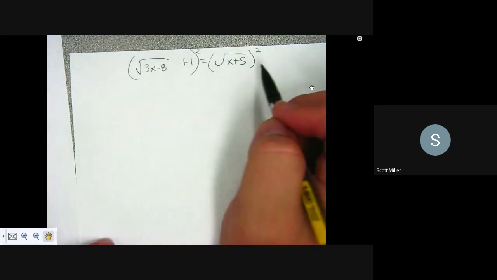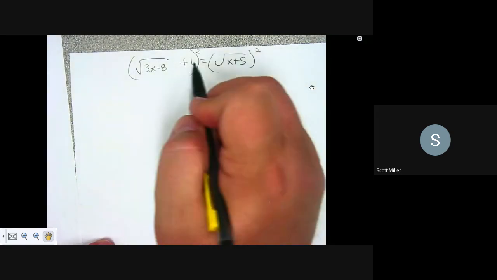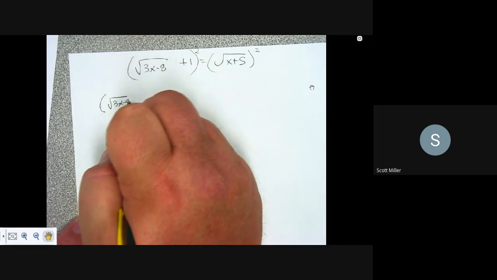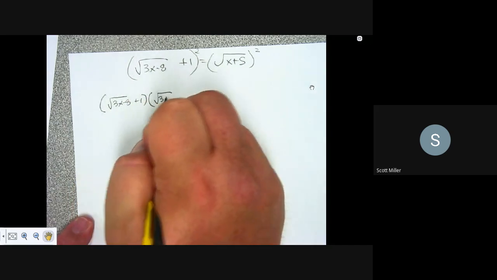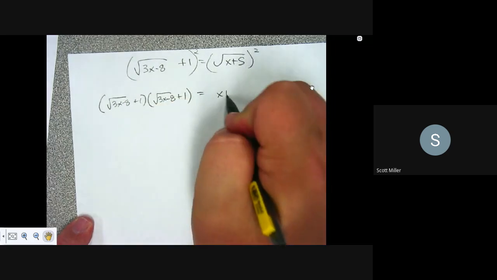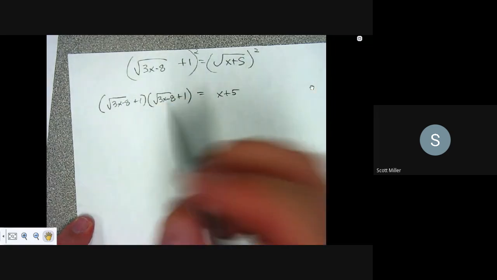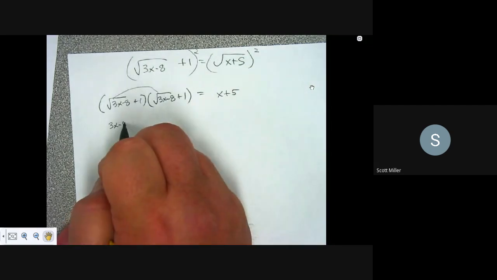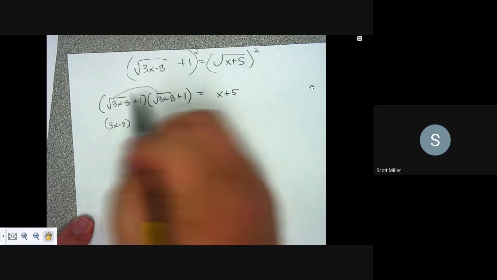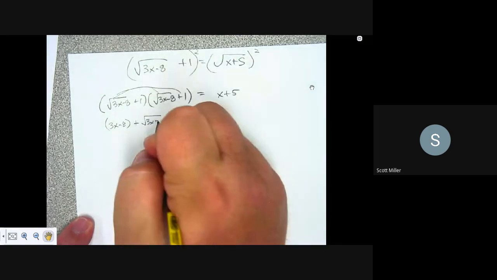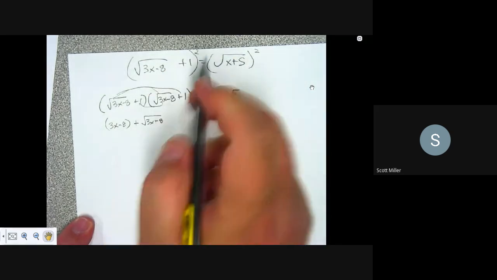And the reason why I'm talking about this one is I want you to see what happens. See, there's 2 terms here. This means the square root of 3x minus 8 plus 1 times the square root of 3x minus 8 plus 1. I need to multiply that out. This will simply be x plus 5. When I multiply that, the square root is squared, so these drop out as 3x minus 8. You should leave it in the parentheses like that. That is going to be plus the square root, and then this one right here is another one.